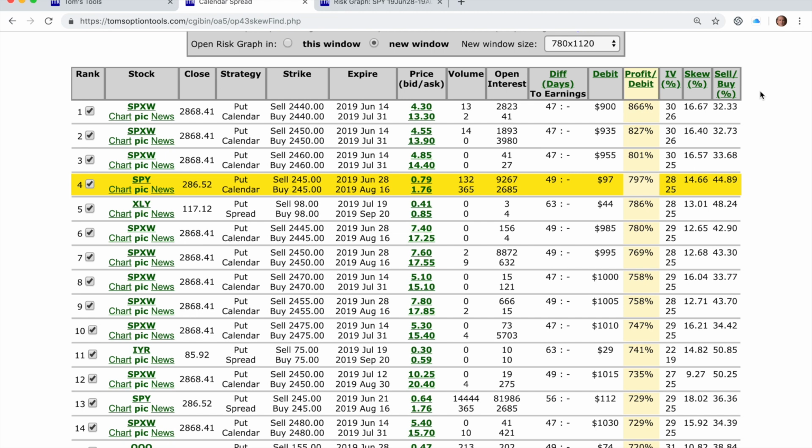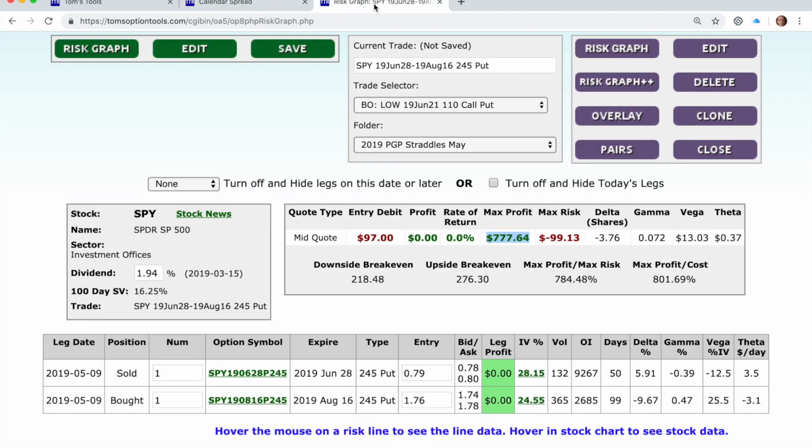But really, what I'm looking at here is with the SPY trading at 286.52, the scanner has come back and said, well, you could put an out-of-the-money put calendar at 245, which is obviously less than 286, and I can do all of that for $97. And if I'm all the way right, I could potentially have a 797% return on investment. I'm very interested in that. To look at it, click either of the legs. Let's go take a look at this thing.